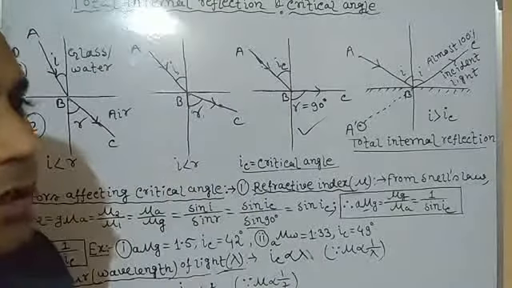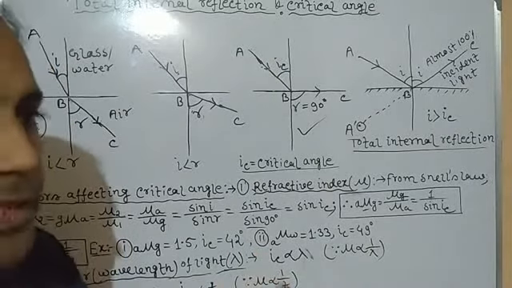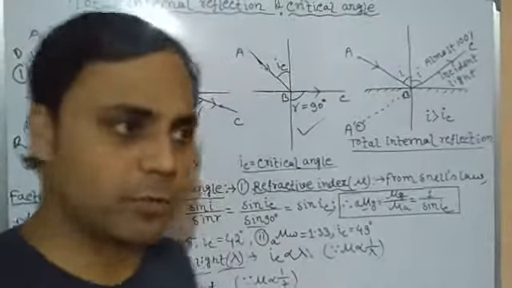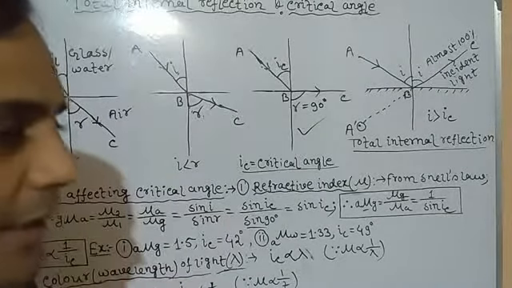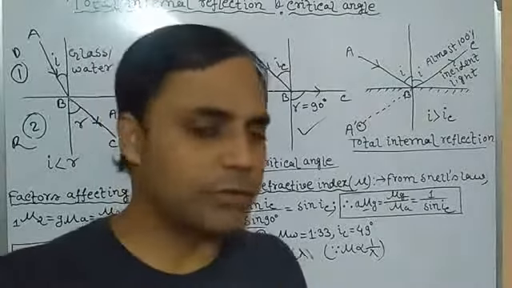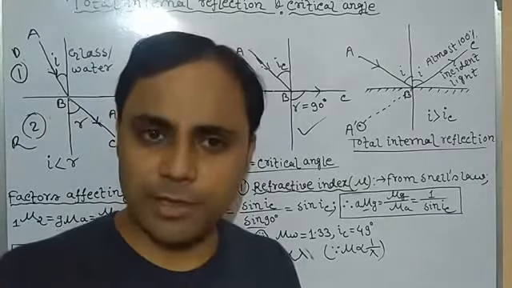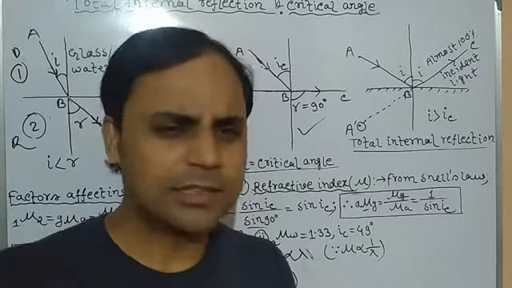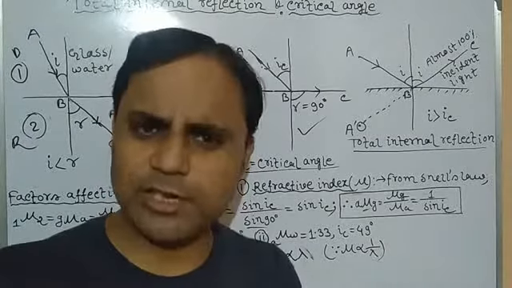In the previous video we saw that total internal reflection takes place when light travels from a denser to a rarer medium. It means light must travel from denser to rarer medium. While in case of normal or general reflection, there is no such restriction. Light can travel from denser to rarer or rarer to denser on any surface.